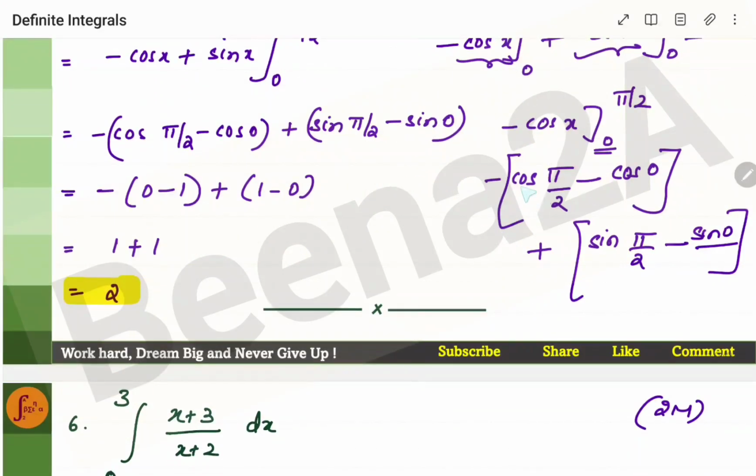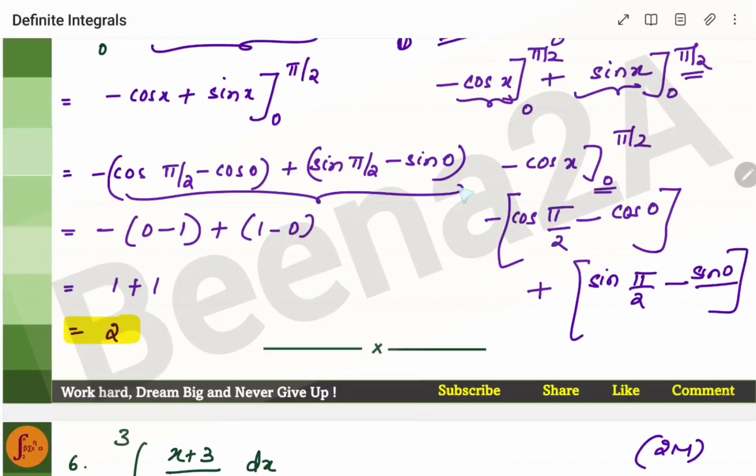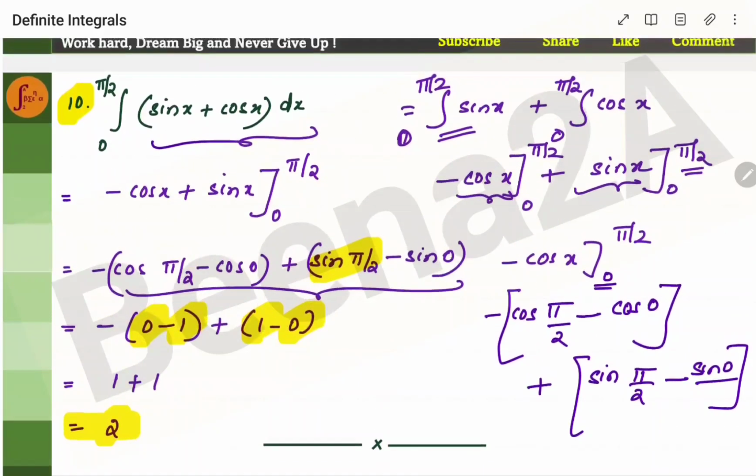So now you're getting this kind of an expression. So what is cos pi by 2? Cos 90 is 0. Cos 0 is 1. Sin 90 is 1. Sin 0 is 0. So finally you get 2 as the answer.